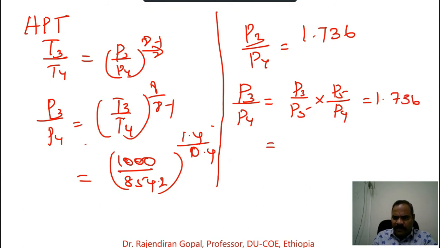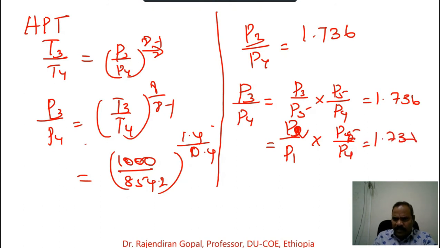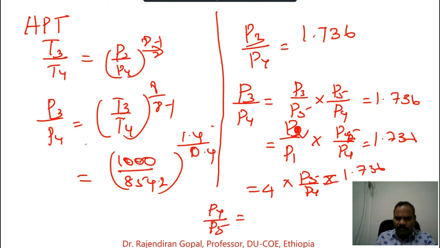P3 by P5 is equal to P2 by P1, and so P2 by P1 multiplied by P5 by P4 is equal to 1.736. P2 by P1 is equal to 4, multiplied by P5 by P4 is equal to 1.736. We get P4 by P5 is equal to 2.304, answer 1.